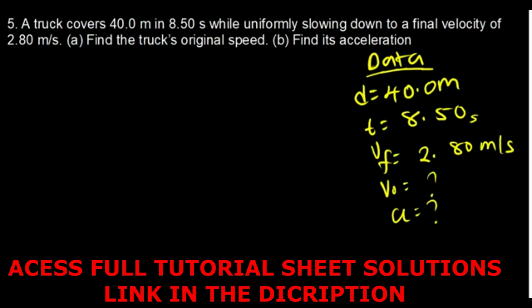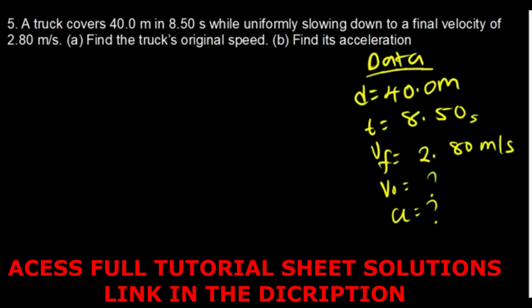Okay, in this tutorial we are going to solve this question, which says a truck covers 40 meters in 8.50 seconds while uniformly slowing down to a final velocity of 2.80 meters per second. Part A, find the truck's original speed, which is the initial speed. Part B, find its acceleration.